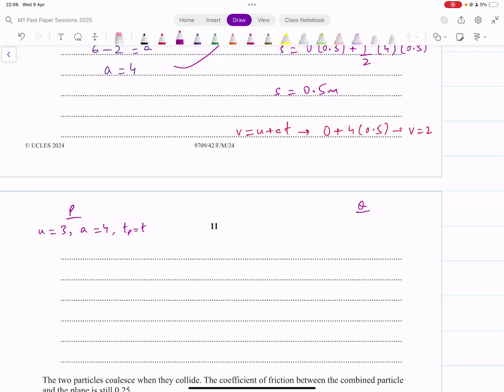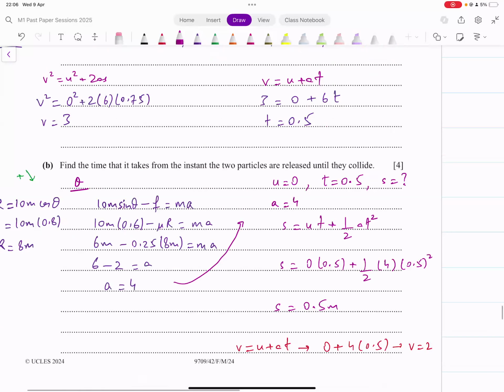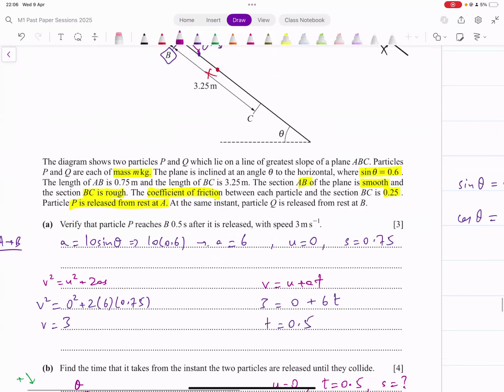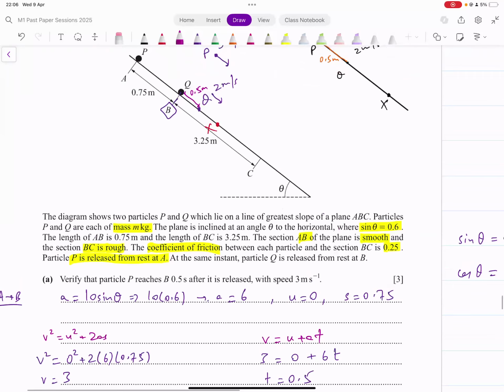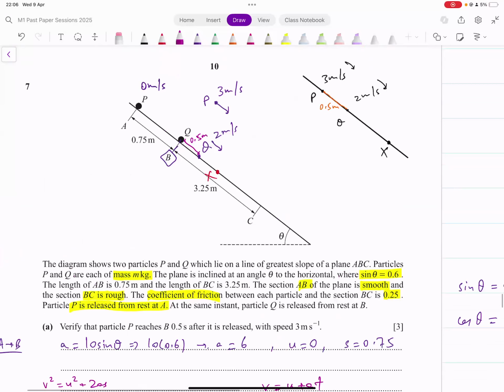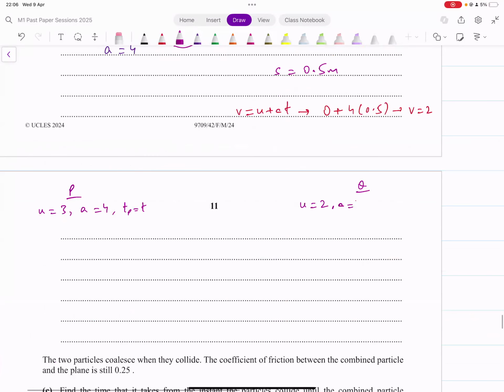What do we know about Q now? For Q, we know the initial velocity is 2, right? We're talking from this point onward. Its initial velocity we're considering as 2. Acceleration is 4. And the time for Q is also T. Okay? Time is common between them. Now, can you find any connection between their displacements?